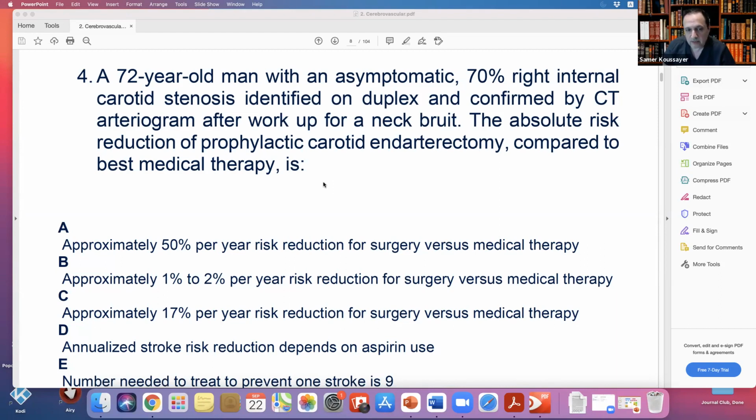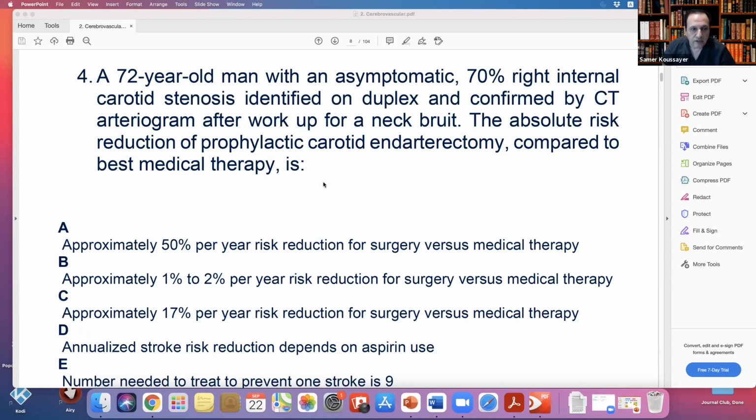The reason why we don't get many referrals from neurologists is that they know this data. And they don't think that surgery really helps much, because they say 1-2%, unless the patient is young and asymptomatic. But this is all asymptomatic patients. We're not talking about symptomatic ones. Then the risk reduction is only 1-2% per year, you know.